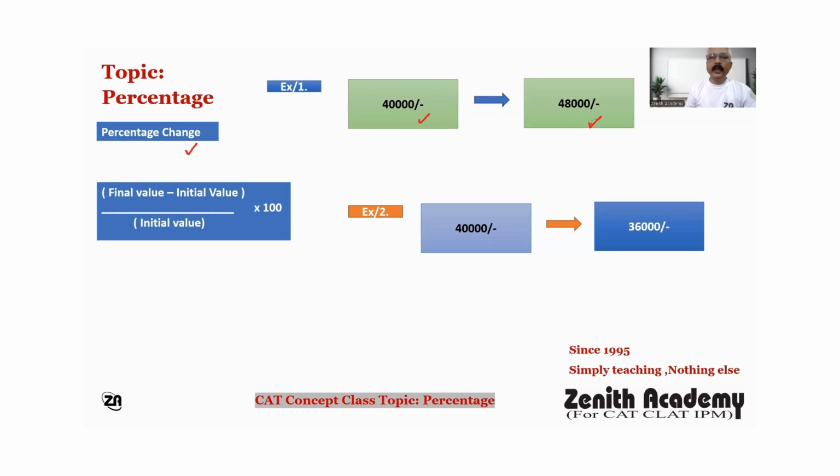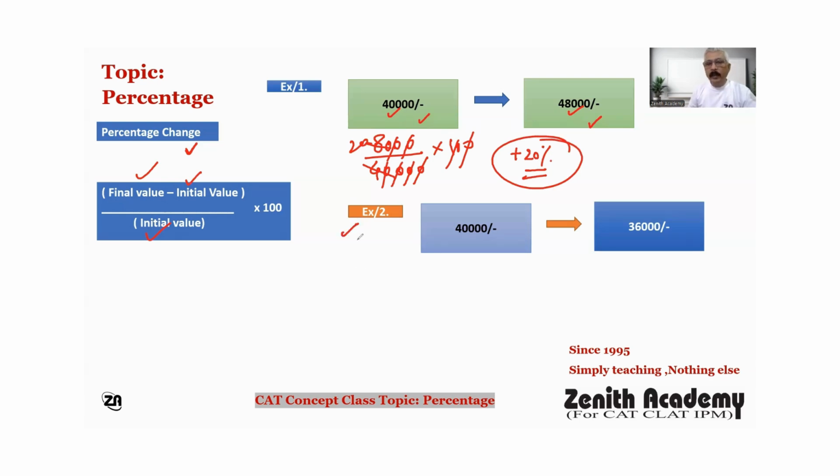So increase in salary, right? Increase in salary is 8,000. But if the question is find the percentage change in his salary, the final value is 48,000 and the initial value is 40,000. So 48,000 minus 40,000 is 8,000. With respect to the initial value of 40,000, what is it with respect to 100? 1, 2, 3, 4, 1, 2, 3, 4, and this is 20. So his salary is increased by 20%.